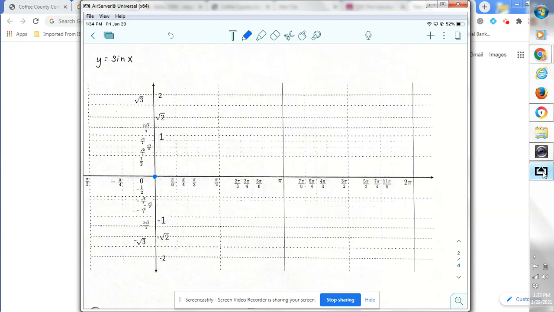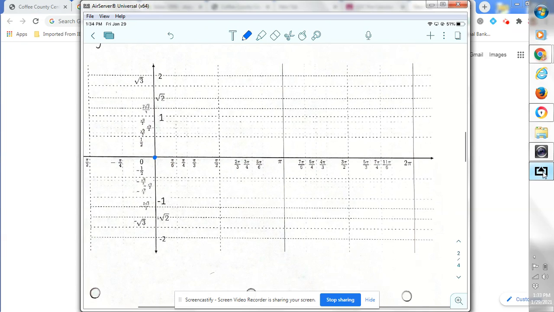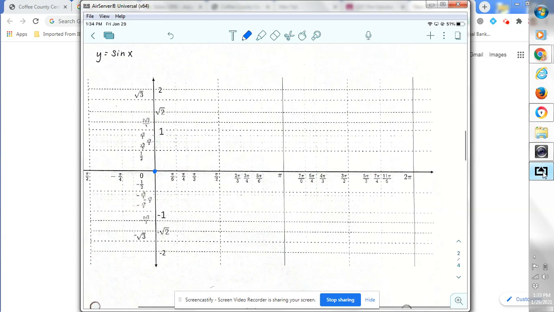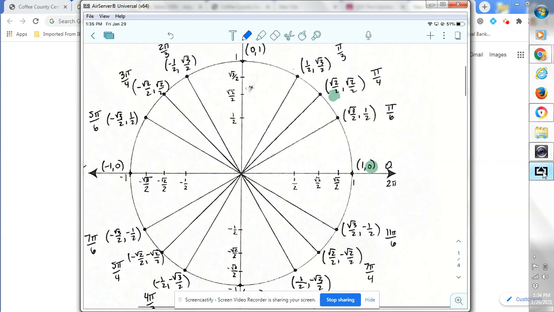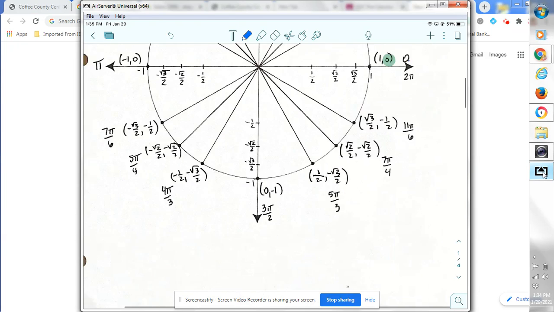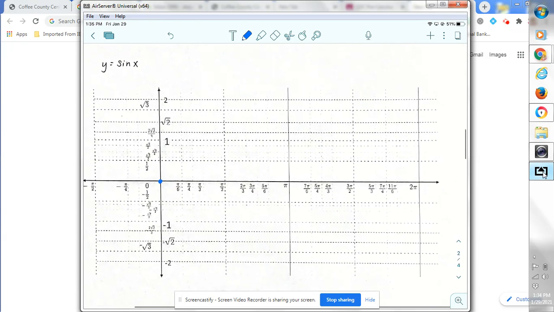Right? The next angle we have is the angle pi over 6. So if you look at your unit circle, when the angle is pi over 6, look and see what the y coordinate is. So when the angle is pi over 6, the y coordinate is 1/2. So what that means is we have a point at pi over 6, 1/2.